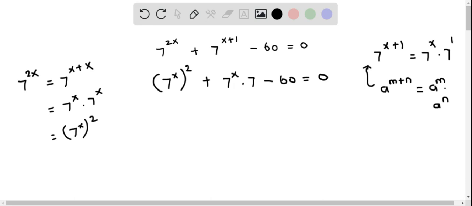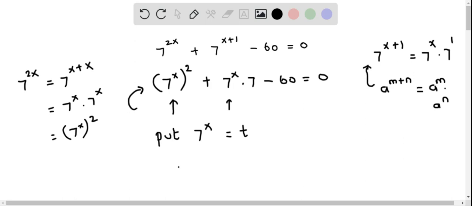Now we see that we have this factor 7^x in the first term as well as in the second term. And so let's do some substitution here. I'm going to put 7^x equals t, so that we can write this exponential equation in simplified form. So let's put 7^x equal to t into this equation.